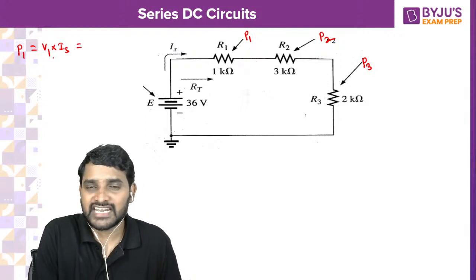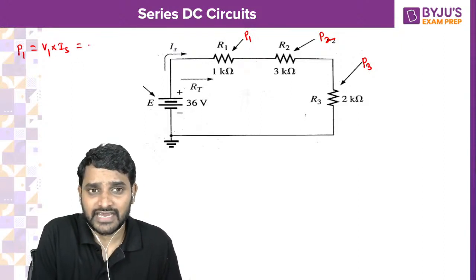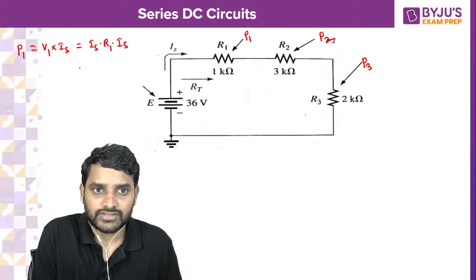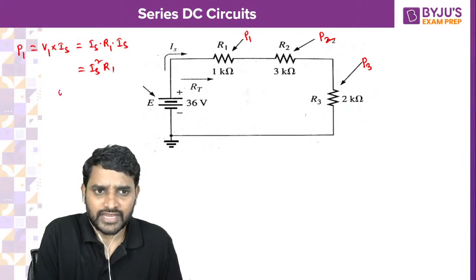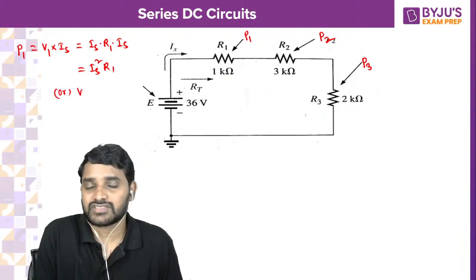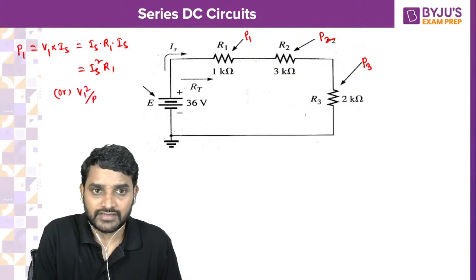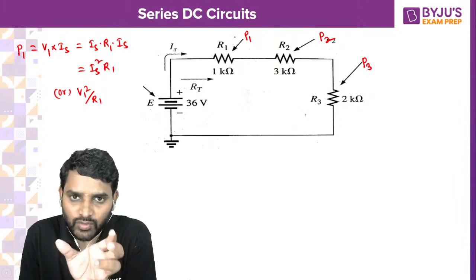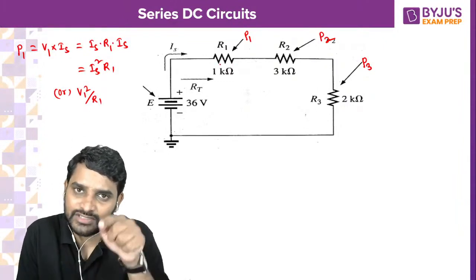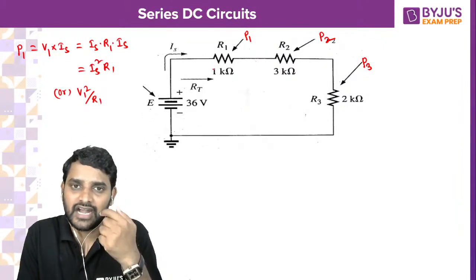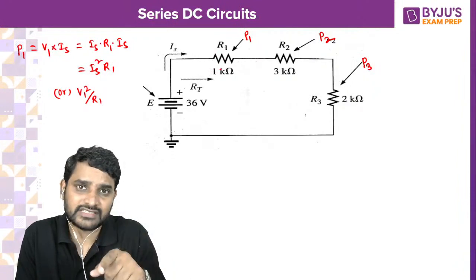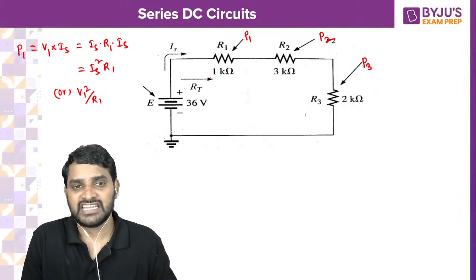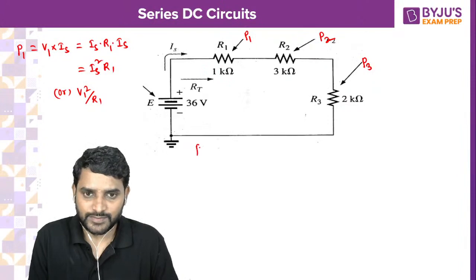Otherwise you can write V1 as current into resistance, R1 into Is. So you can write it as Is square into R1. Otherwise you can also write V1 square by R1. Any formula you can use. Voltage into current, the voltage drop across this resistance into current flowing through that resistance, or otherwise current square into resistance, or otherwise V1 square by R1. Anything is okay, fine. Can you tell me what is P1?